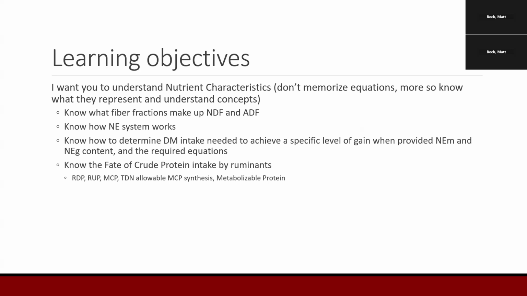Finally, we're going to touch on crude protein. We will go into more depth than what you would have gone into in feeds and feeding on this. I want you to understand the fates of crude protein for ruminant animals: RDP, RUP, microbial crude protein, or MCP, TDN, allowable MCP synthesis. I don't think you would have gone over that in feeds, maybe I'm wrong. And then ultimately metabolizable protein. Questions so far?